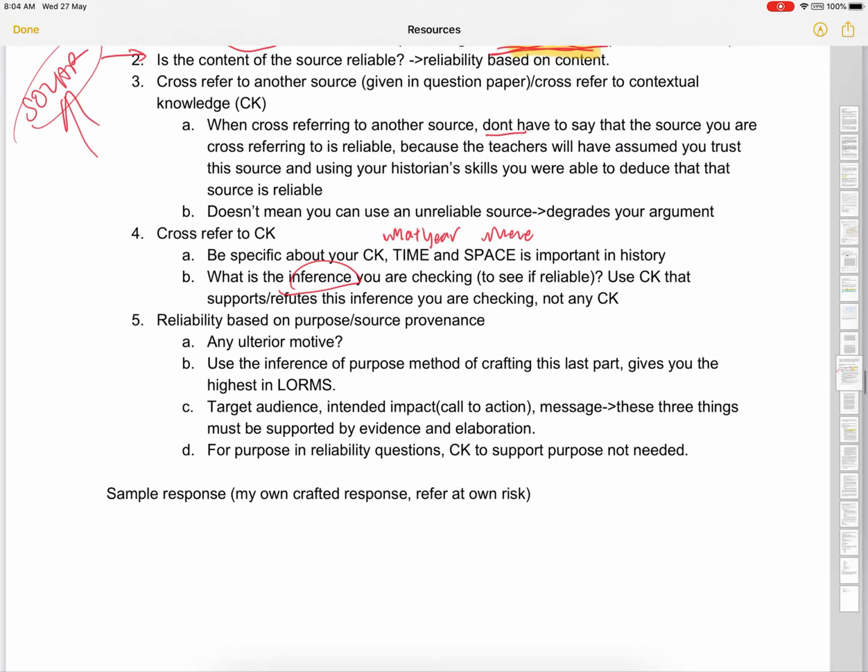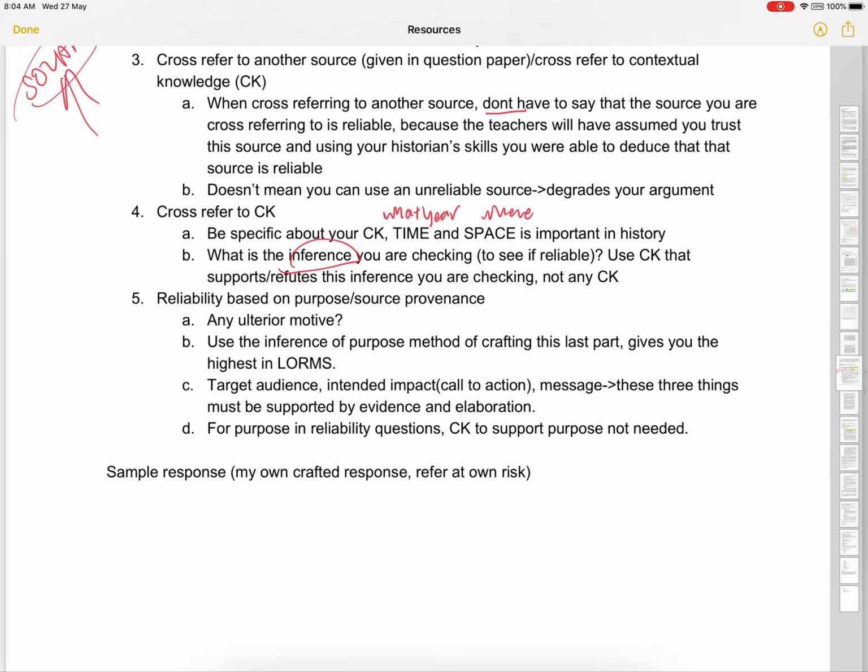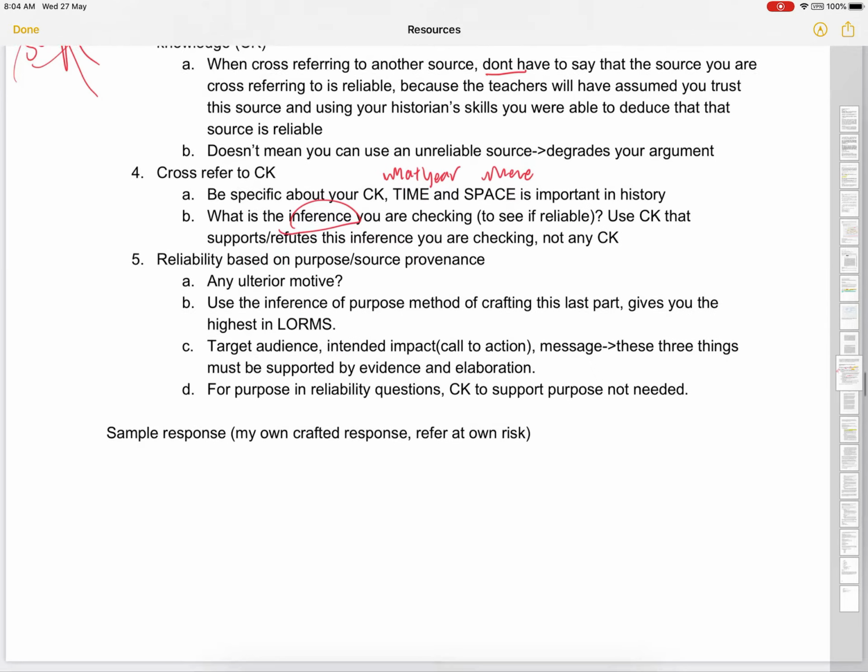Next, you have to cross-refer to another source or cross-refer to your CK. When cross-referring to another source, you don't have to say that the source you're cross-referring to is reliable, because the teachers will have assumed you trust this source, because you learn history, right? So using your historian skills, you were able to deduce that the source is reliable. But this doesn't mean that you can use an unreliable source, since if you use an unreliable source, it's just going to degrade your argument.